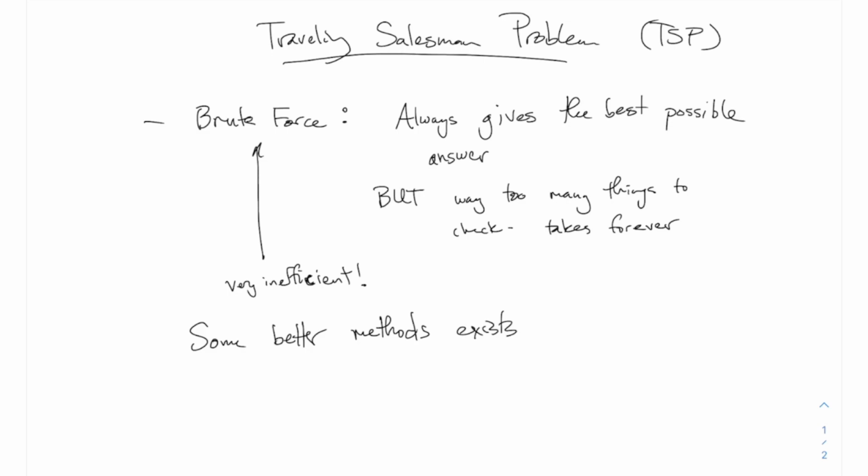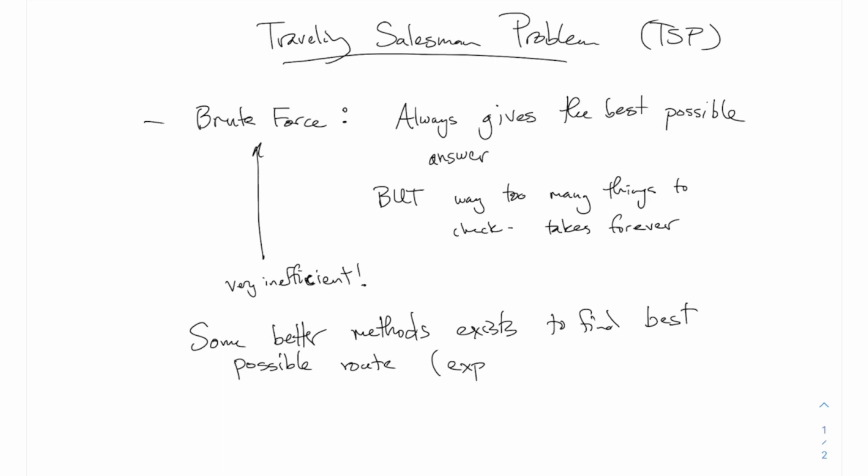Some better methods exist to find the best possible route, which do not require a factorial amount of steps. That's the real problem with the brute force. But they still require an exponential amount of steps, which is still basically unworkable in the real world. So some better methods exist to find the best possible route.